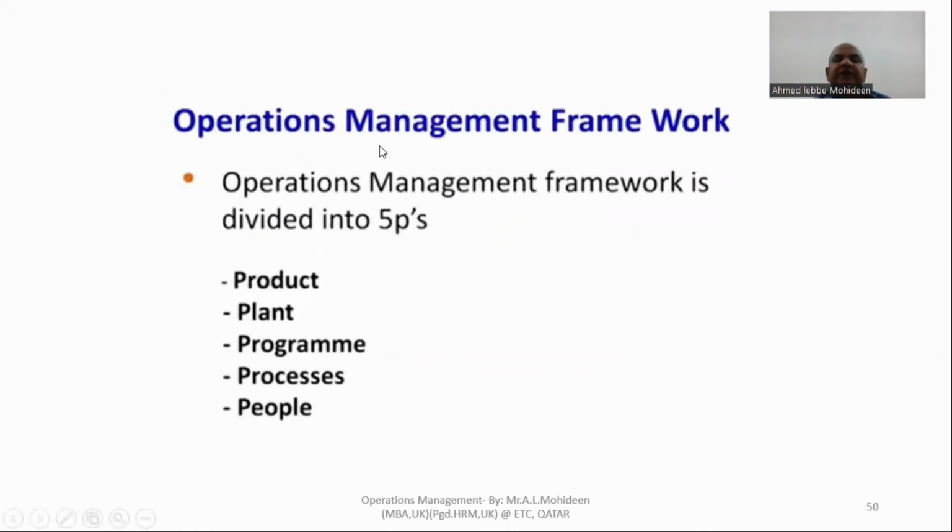And the operation management framework is connected with the 5 P's. What are the 5 P's? You have to remember this. Operation management is connected with product, plant, program, processes, and people. So to make a product, you need a product, you need a plant, you need a program, you need a process, and you need people. If you are going to make an operational business, you have to think about your people, your product, process, and plant.